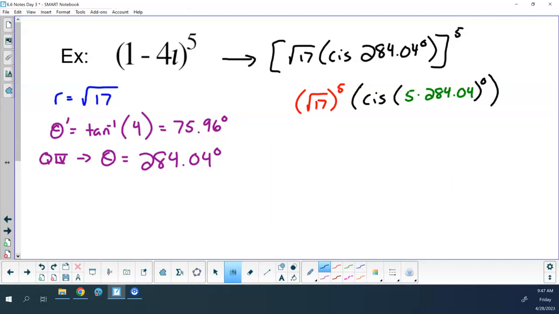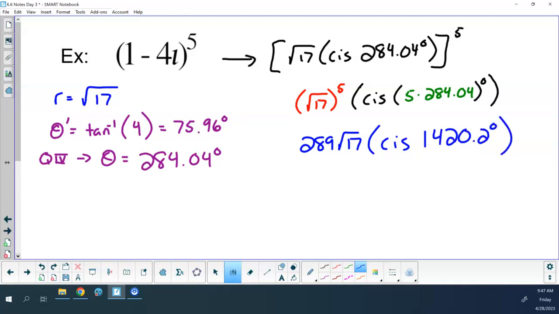17 squared is 289, so this is 289 square roots of 17 times five times 284.04, which would be 1420.2 degrees. Way too big.